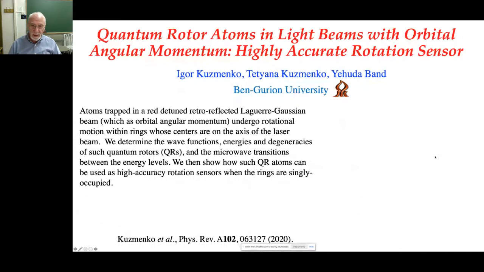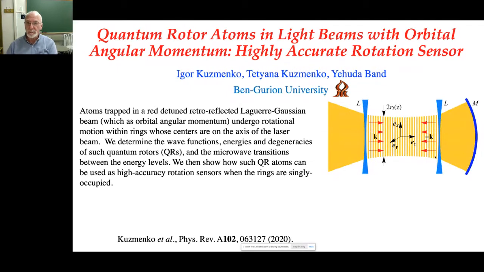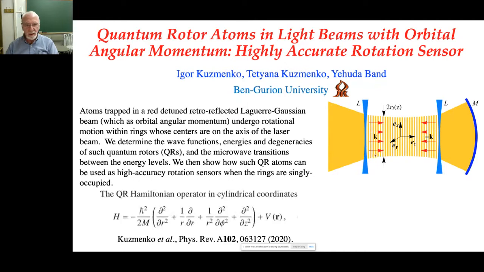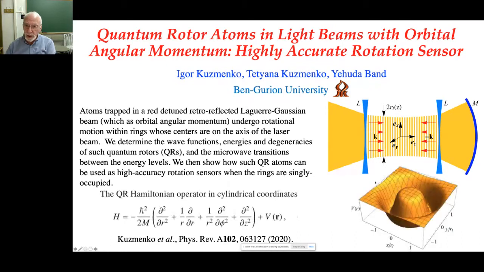Another way of making a quantum rotor wave function is to take atoms and put them into a retroreflected Laguerre-Gaussian beam. This shows light in the form of a Laguerre-Gaussian beam coming in from the left. There are two lenses which make for a plane wave front. There's a back mirror which retroreflects the beam, and the potential that the atoms see is shown over here.